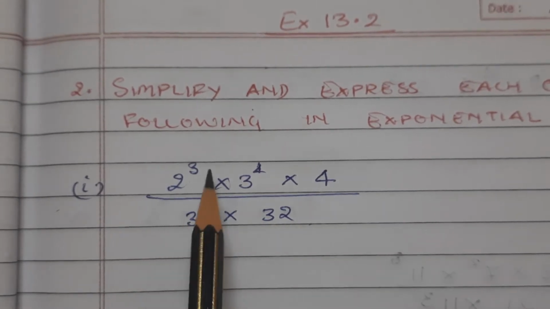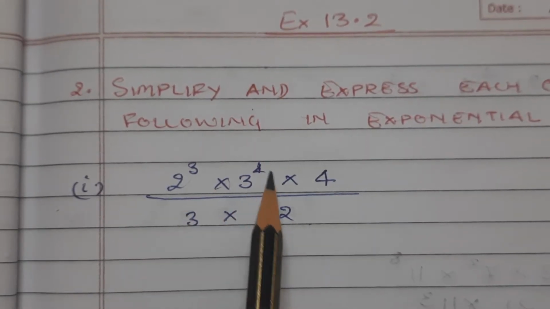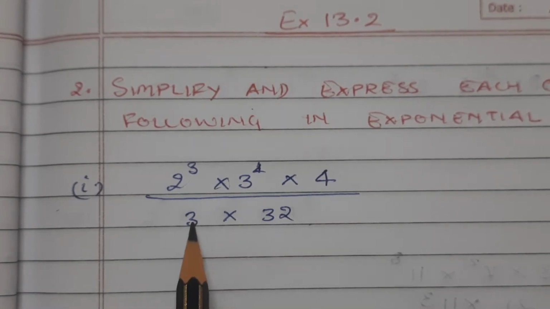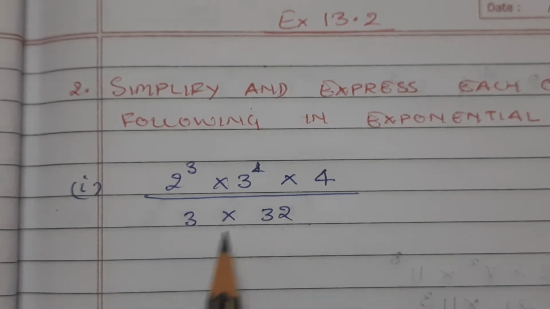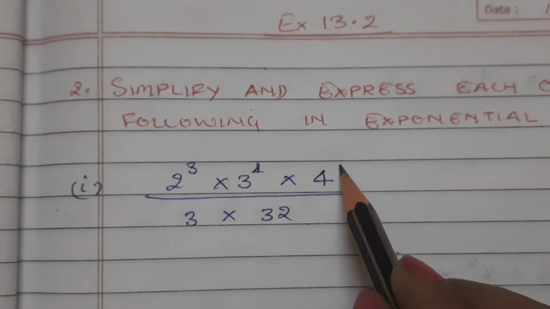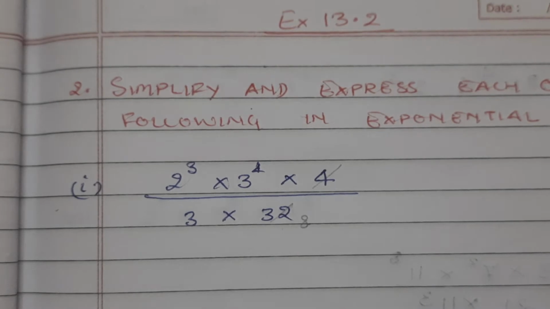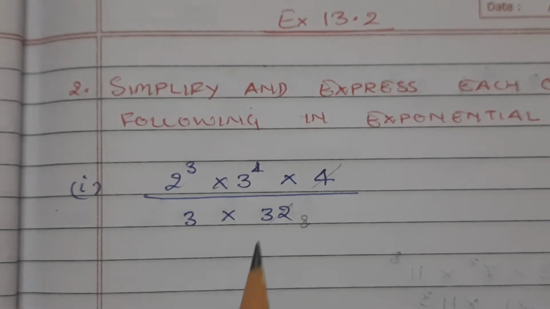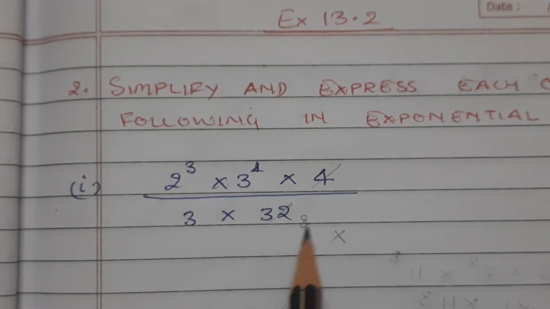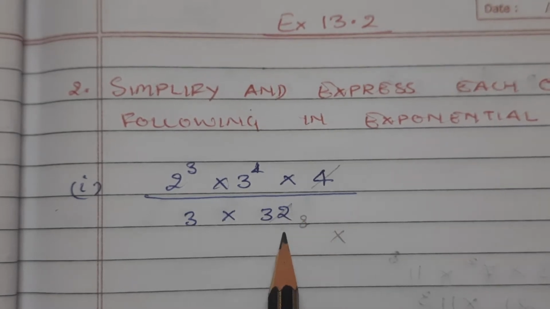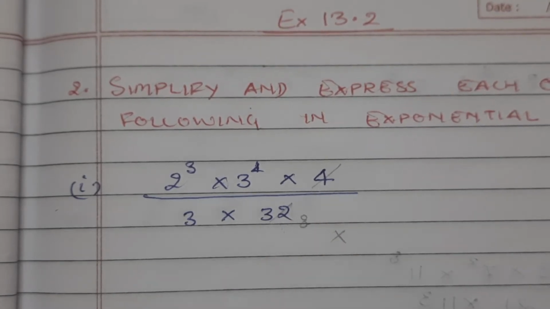So it is 2 raised to power 3 into 3 raised to power 4 into 4, divided by 3 into 32. So children, here you can see the bases are quite different. The first and foremost mistake which students make is that they directly cancel down and then start solving. This is a wrong method. When the question asks you to do it in the exponential form by using the laws, just deducting it and then solving it is a wrong method.